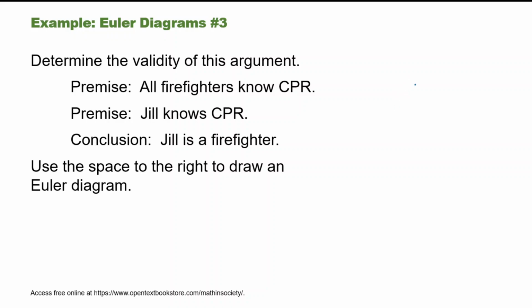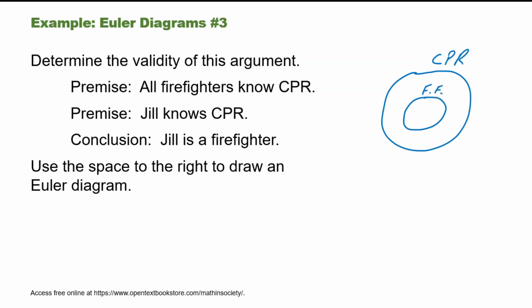The first premise, all firefighters know CPR, actually makes CPR the outer circle and firefighters the inner circle. So firefighters are a small circle inside the circle of CPR. Jill knows CPR. So there are two places we can place Jill: either inside CPR but outside firefighters, or inside CPR and inside firefighters. Because we cannot know for sure which location, whether she's in the firefighter group or not, the conclusion that Jill's a firefighter is not valid.